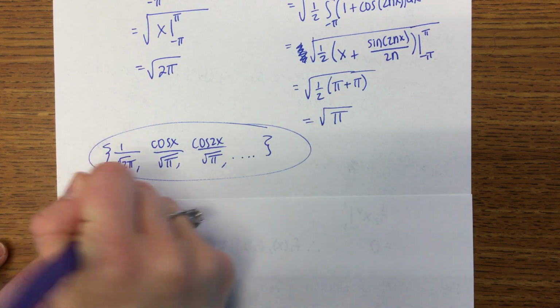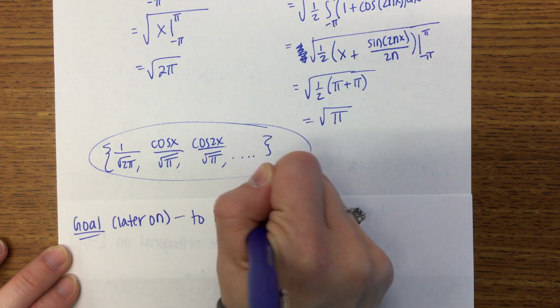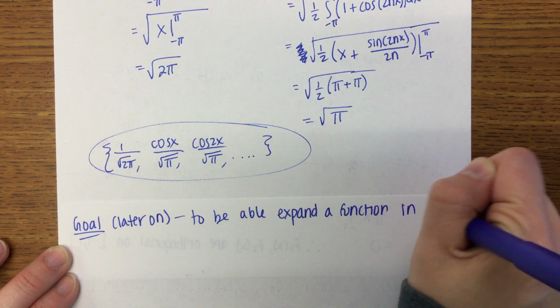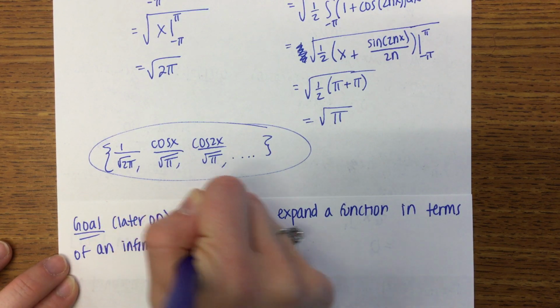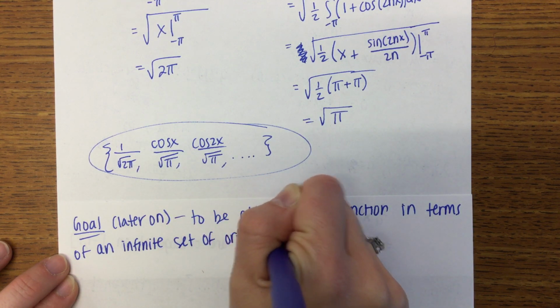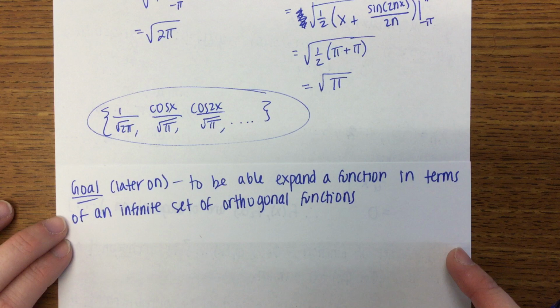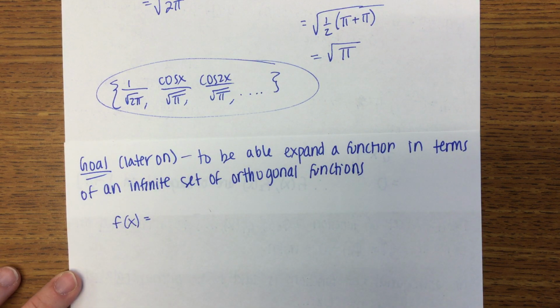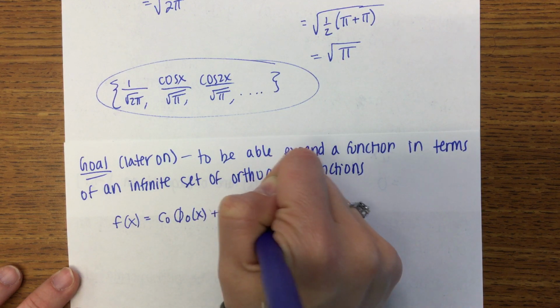So here is the ultimate goal later on, after break. We want to be able to expand a function in terms of an infinite set of orthogonal functions. So we're going to take some f of x, some function. We're going to have a constant multiplied by our first function, another constant multiplied by the second function, etc.